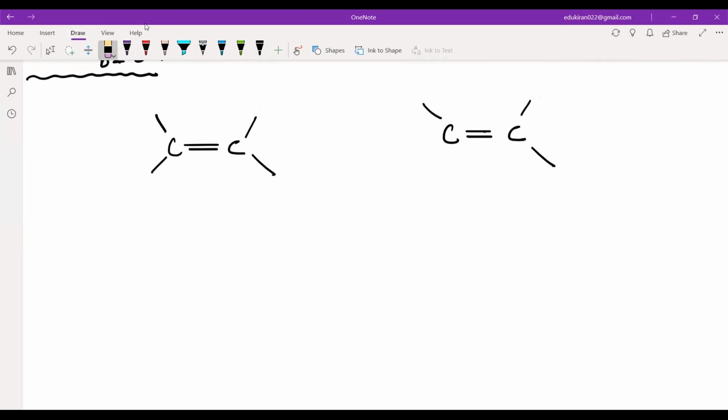Let me attach some group. Let me just attach CH3, and here it is hydrogen. Here we have CH3. Here we have hydrogen. Here we have CH3. Here we have hydrogen. Okay. So tell me, what will be the name of this structure? The structure will be butene, right?